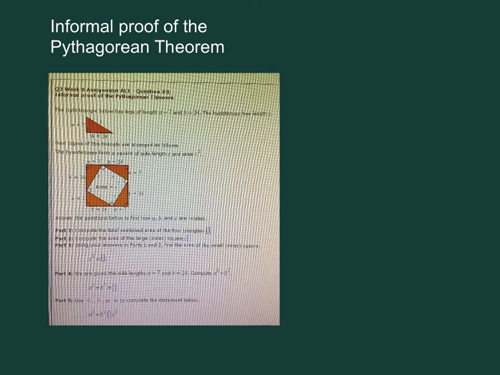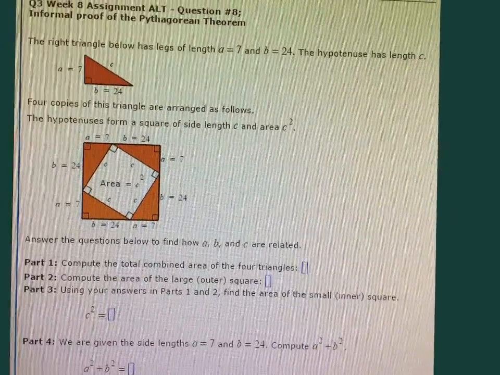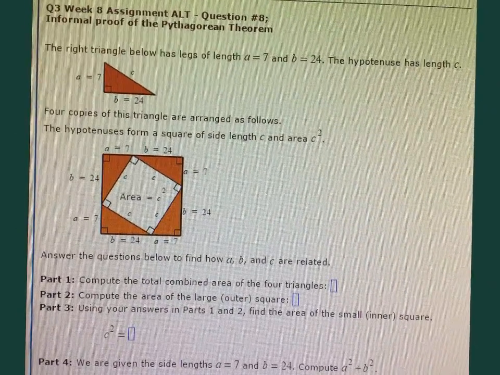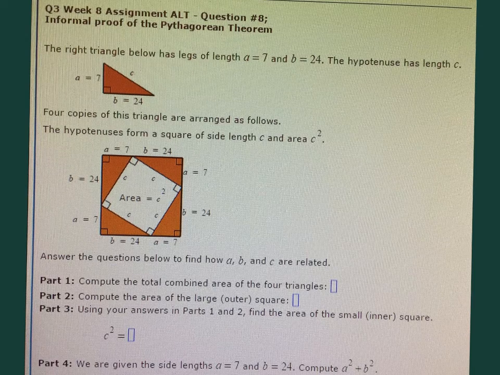Alright, so this is an informal proof of the Pythagorean Theorem. This is actually not all that difficult. You just got to know what to do for which part. If you look at this, they've pretty much given you all this information, right? And what I would like to do real fast is just zoom in here and really focus on parts 1, 2, and 3 really quickly.